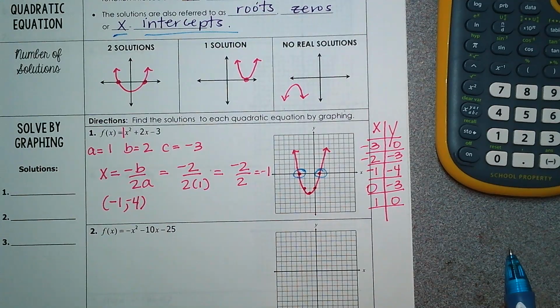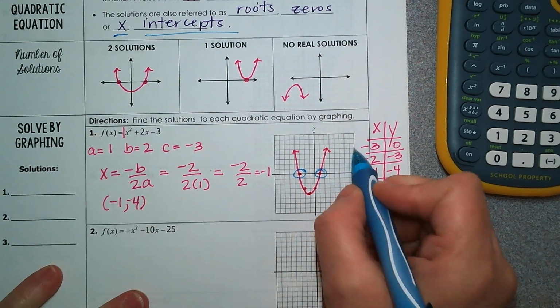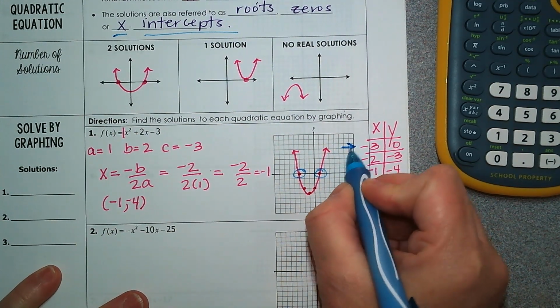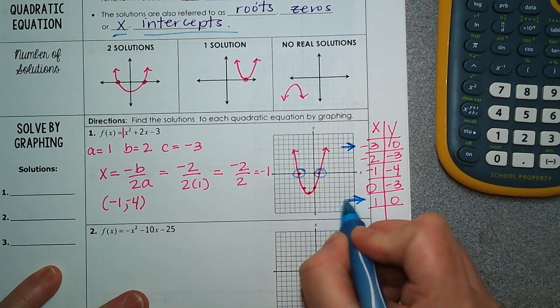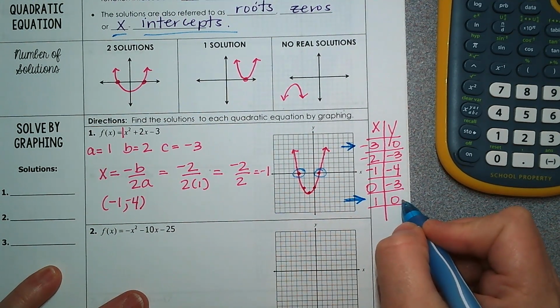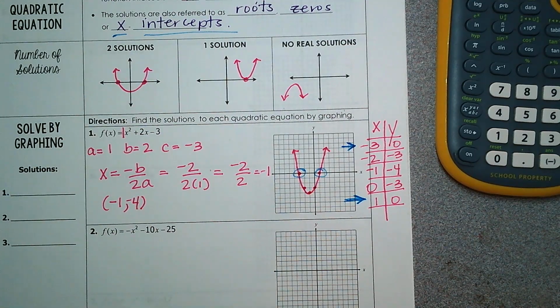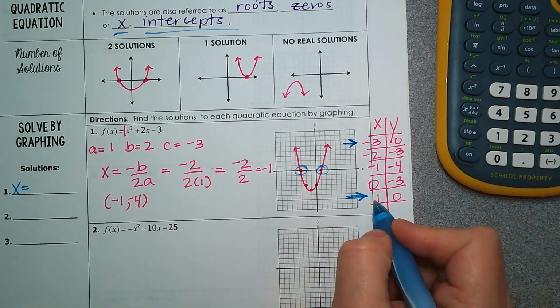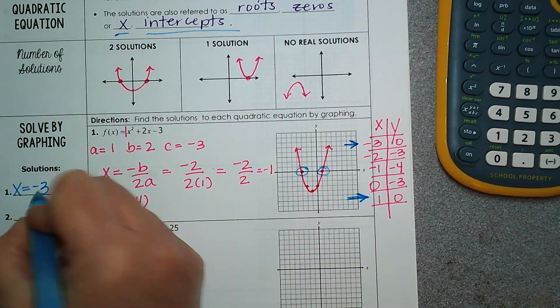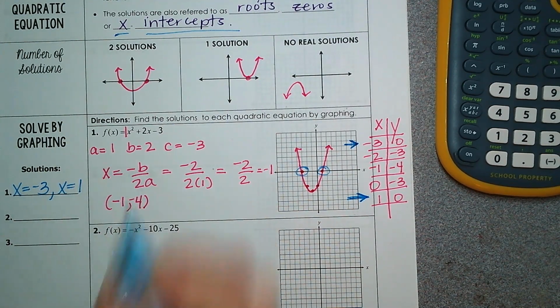How do we know where the x-intercepts are? The x-intercepts will have a what in the y value? A 0 for y. So my solutions are x equals negative 3 and x equals 1. Do not write the solutions as an ordered pair. Do not put them in parentheses. Do not put a comma between them. They are both x values.